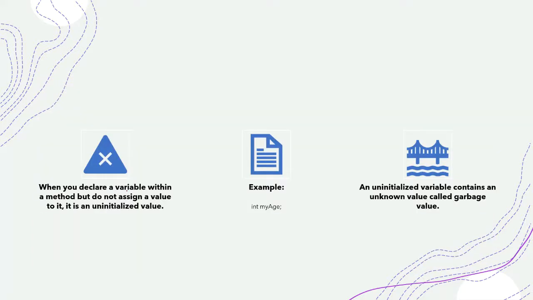When you declare a variable within a method and do not assign a value to it, it is an uninitialized value. So for example, if you are declaring this variable without assigning any value, that is what we call a garbage value. A garbage value is an uninitialized variable that contains an unknown value. Meaning, if you do not assign a value such as 0 to myAge, it would probably have a garbage value or some other value that would produce an error later on in your program.